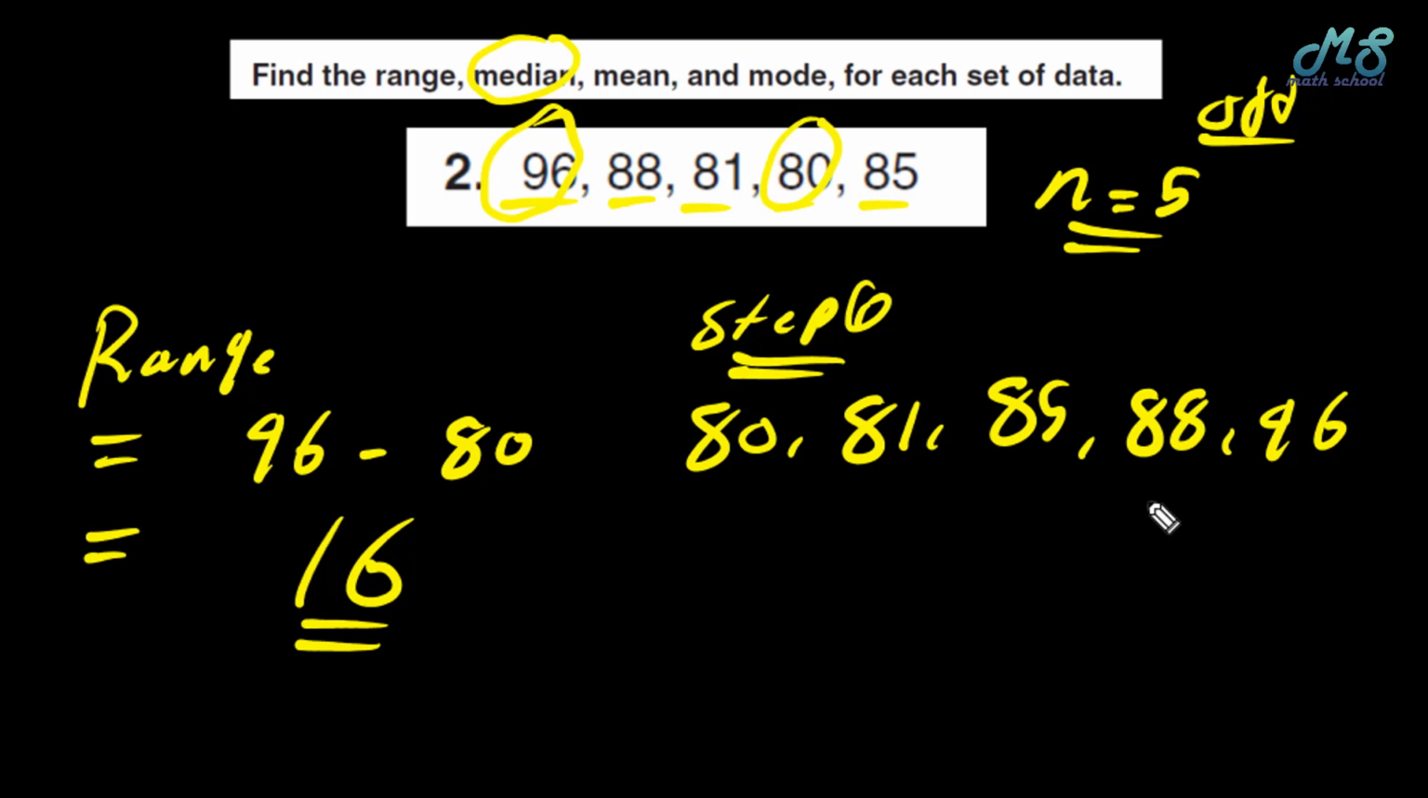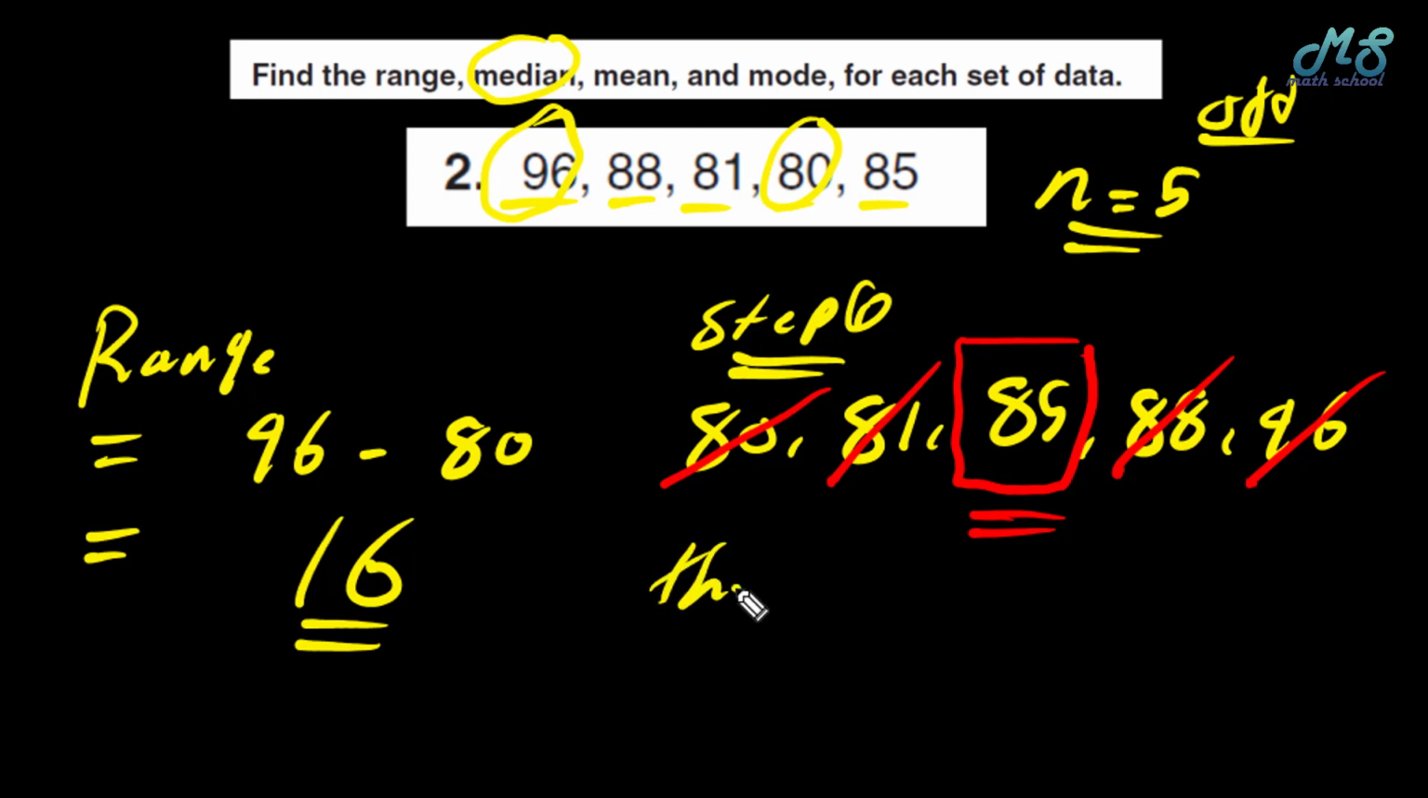Why is it easy? Just ask yourself. We have n equals 5. Now 5 is an odd number. You can find now the middle number. How can you find the middle number? By your eye, it will be 85. You can find it by crossing out the first one and the last one, the first one and the last one. So the middle one is 85. Now we can deduce that the median equals 85. Don't forget, guys, the median is a middle number.